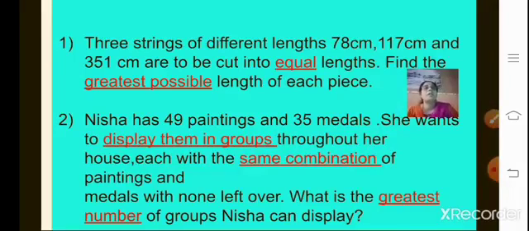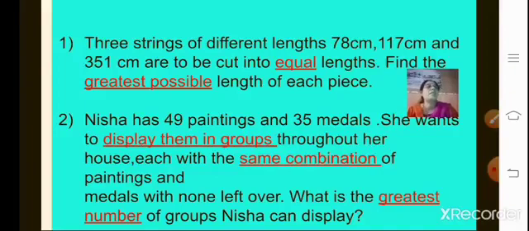Now see the first one here. Three strings of different lengths, that is 78 centimeter, 117 centimeter and 351 centimeter, are to be cut into equal lengths. Find the greatest possible length of each piece. Now here three numbers are given, you have to cut them into equal lengths. So the keyword is equal here, which tells us that you have to make it into smaller parts. So you have to find the HCF of the three numbers.